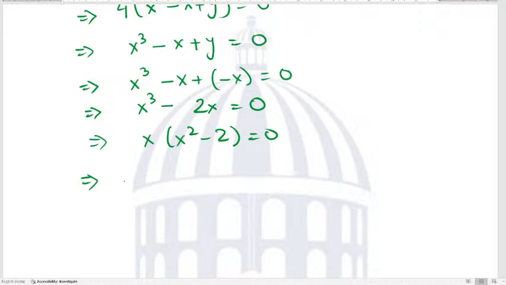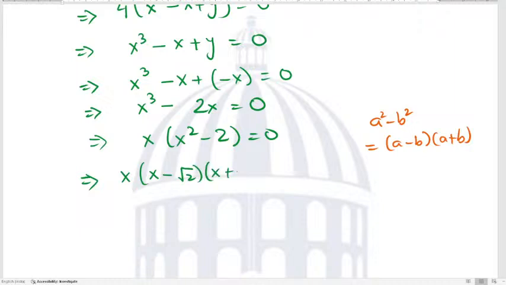What is the factorization? We can use again an identity we had learned, that a squared minus b squared is the same as a minus b times a plus b. And we'll take a as x and b as square root of 2. And we can write this as x minus square root of 2 multiplied by x plus the square root of 2 is equal to 0. Our aim is to identify what are the pairs of values of x, y, right?